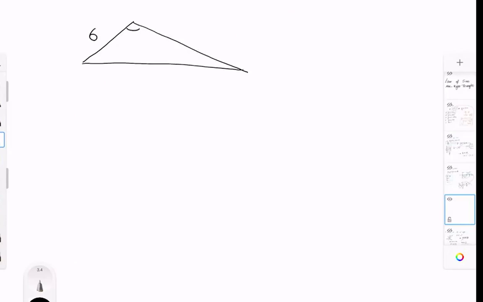Six, 100-degree, 18-degree. I'm not going to ask you guys to solve everything, but you should be able to solve the triangle. But in this exercise, the question is solve for x.